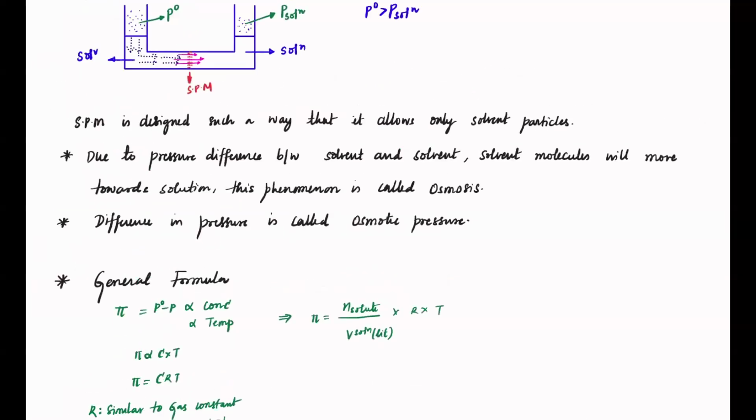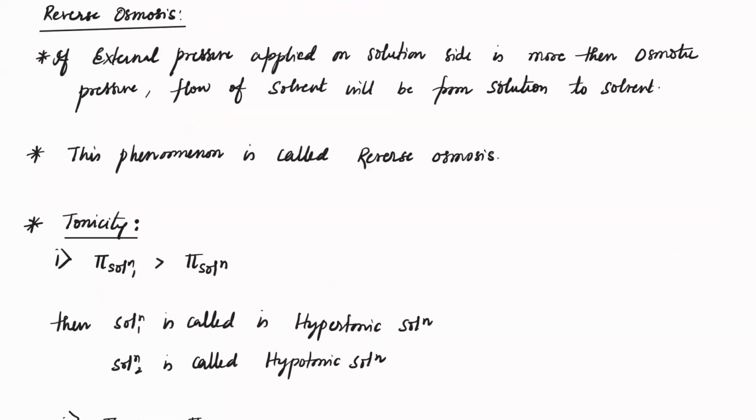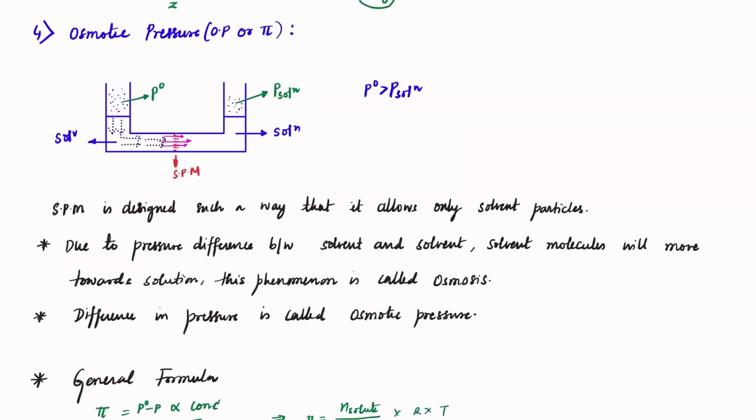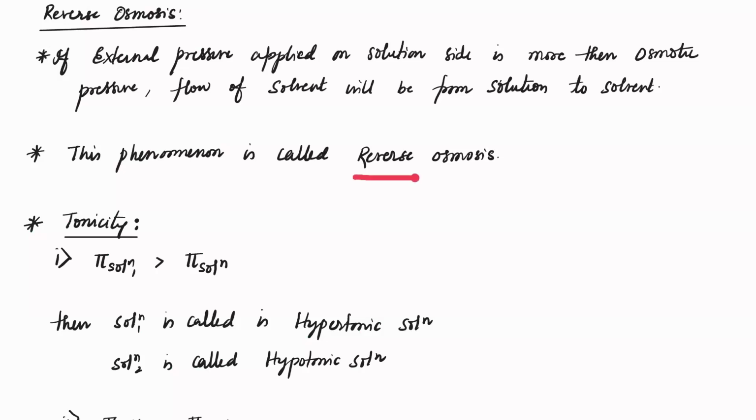Now listen, what if you apply an external pressure on the solution side, just to overpower the osmotic pressure? Suppose on this side there is a pressure P naught, and this side it is pressure PS. By using some hydraulics here, you apply more pressure, which will overpower this pressure P naught. In such a case, what would happen? This time the solvent particles from the solution will start moving towards the pure solvent side. And this movement is called reverse osmosis.